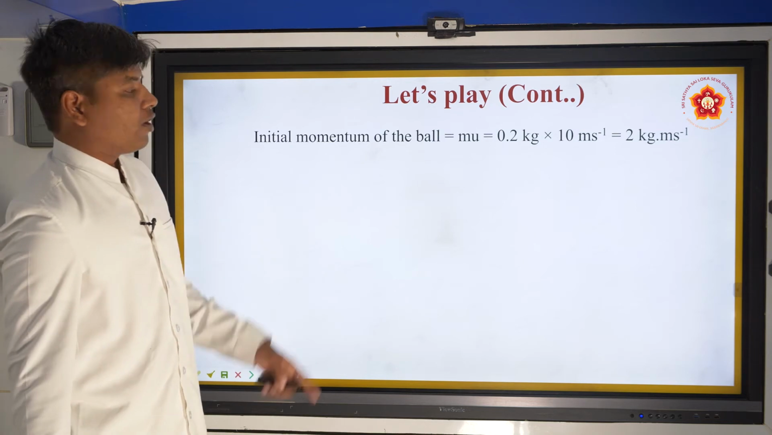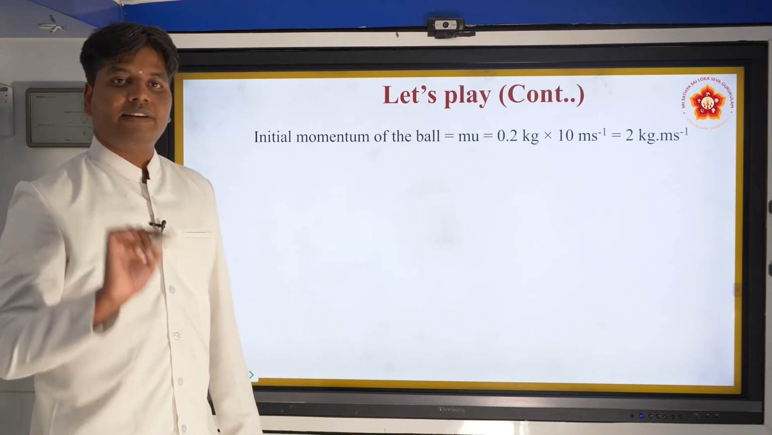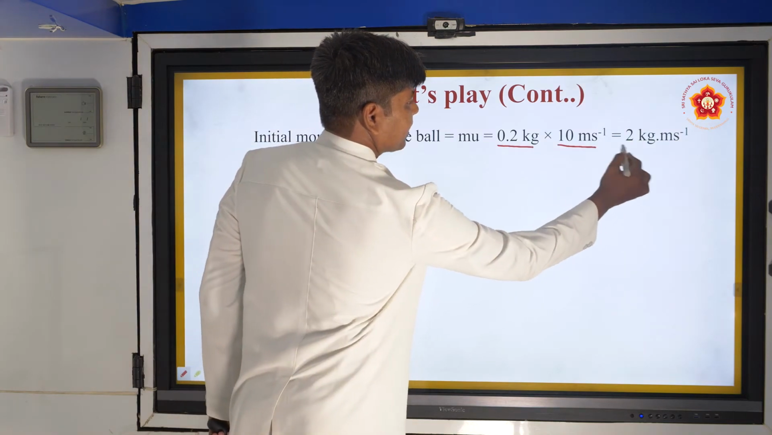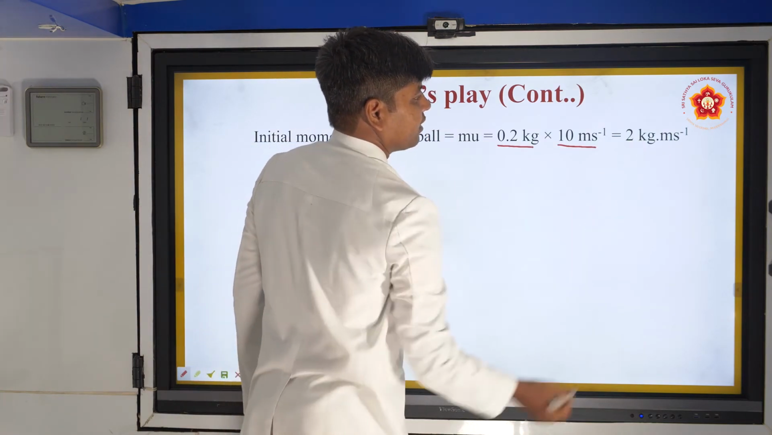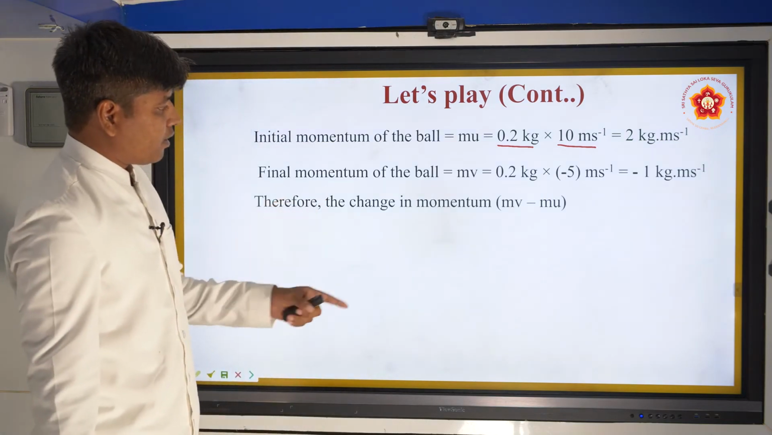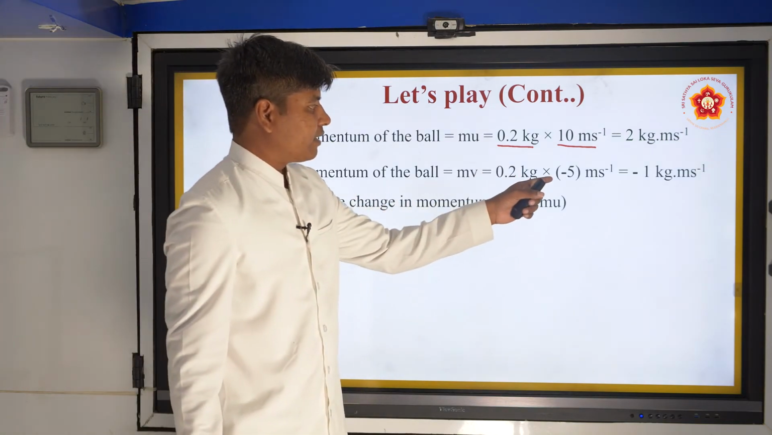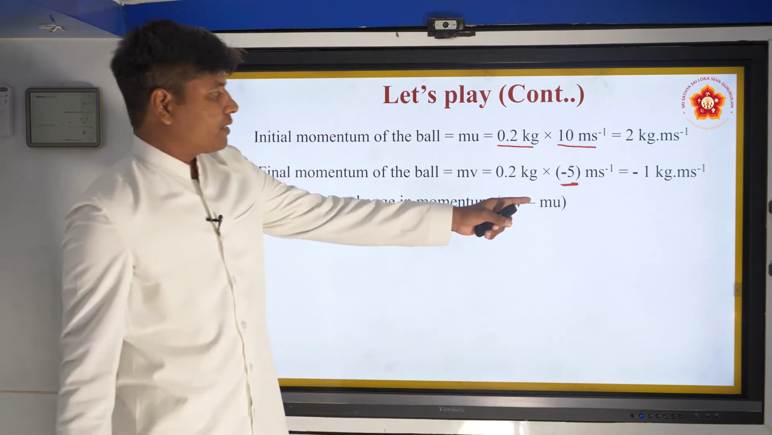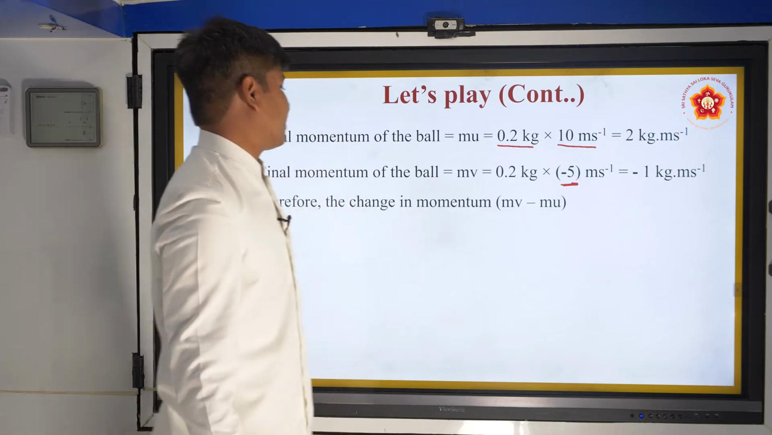Initial momentum of the ball is what? Mass times initial velocity, right? 0.2 kg into 10 meter per second gives you 2 kg meter per second. So this is the unit of momentum. Final momentum of the ball, the same thing. Here the velocity is minus 5. So it becomes minus 1 kg meter per second.